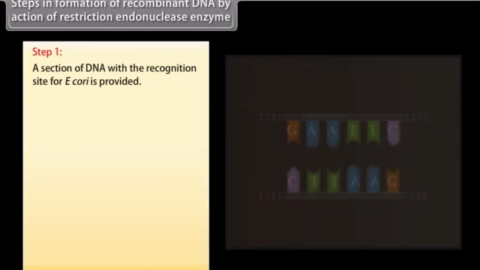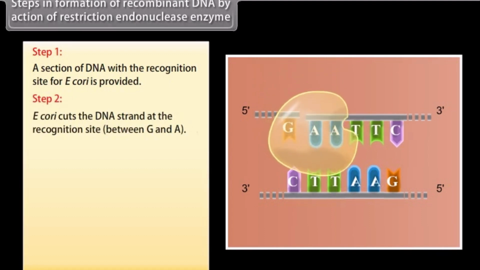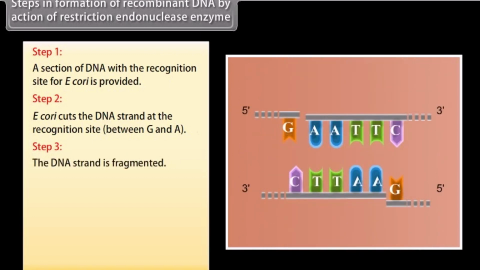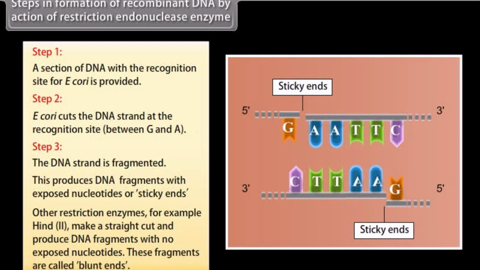Step 1. A section of DNA with a recognition site for EcoRI is provided below. Step 2. EcoRI cuts the DNA strand at the recognition site between G and A. Step 3. The DNA strand is fragmented. This produces DNA fragments with exposed nucleotides or sticky ends. Other restriction enzymes, for example Hind 2, make a straight cut and produce DNA fragments with no exposed nucleotides. These fragments are called blunt ends.